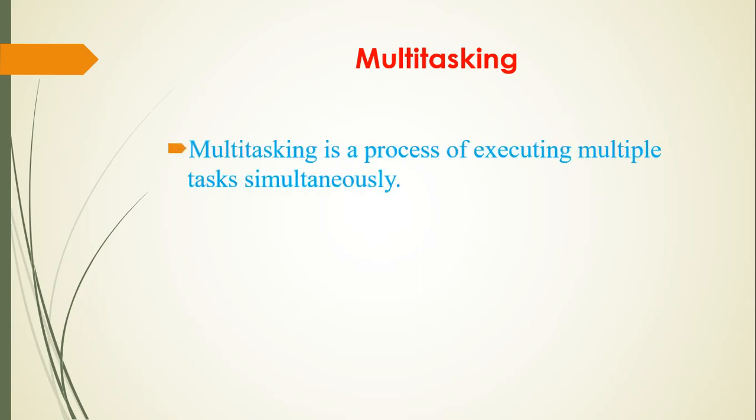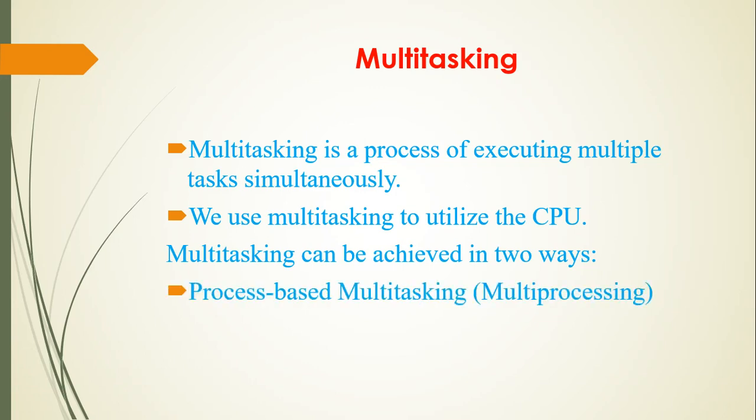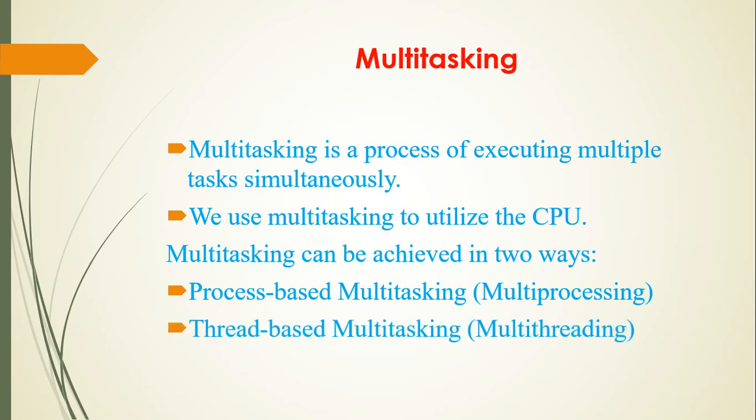Let's discuss what multitasking in Java is. Multitasking is a process of executing more than one task at the same time, or simultaneously. We use multitasking to utilize the CPU. Multitasking can be achieved in two ways. The first one is process-based multitasking, that is multiprocessing. And the second one is thread-based multitasking, that is multithreading.